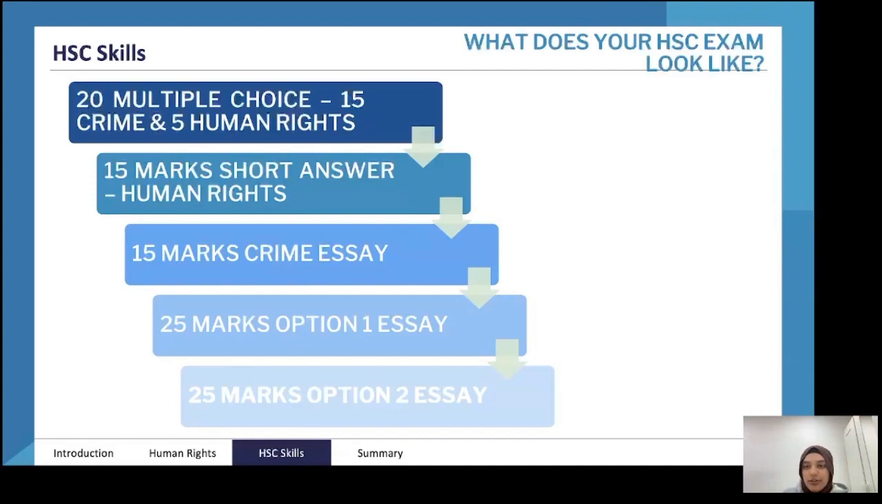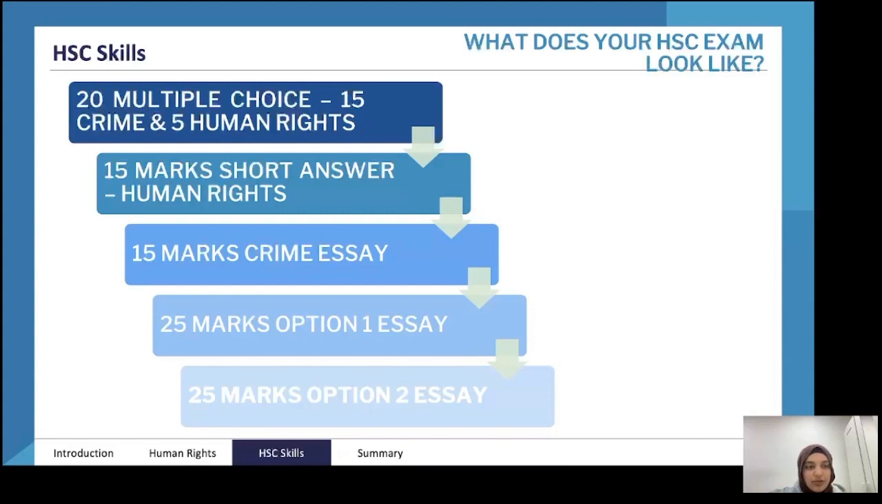Alright, so then we've got what does your HSC exam look like? Most of you would already be aware of this because you would have done your trial exams and you would have an idea of what it will look like. But regardless, I thought I would put it up here as a summary of exactly what's going to be in your exam.